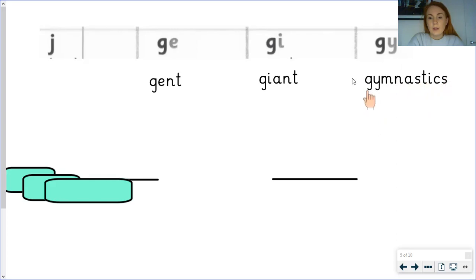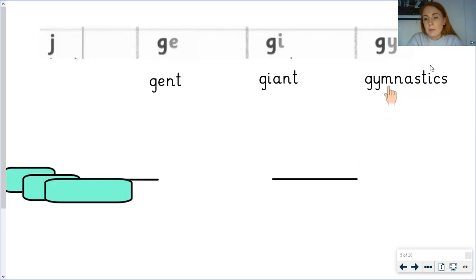Good, well done. It is at the beginning. Sometimes it can come at the end, but mostly this j sound is at the beginning. So let's have a go at spelling, at sounding out these sounds. So this y is actually making an I sound. So it's j, I, n. Can you see what that is?